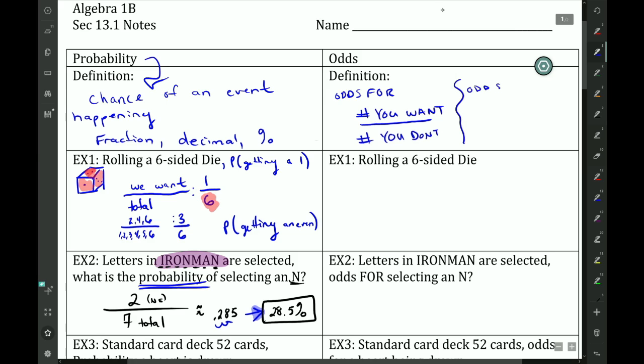Odds against is opposite. So if we need to, things you don't want will be in red, things you want will be green. Whoops.